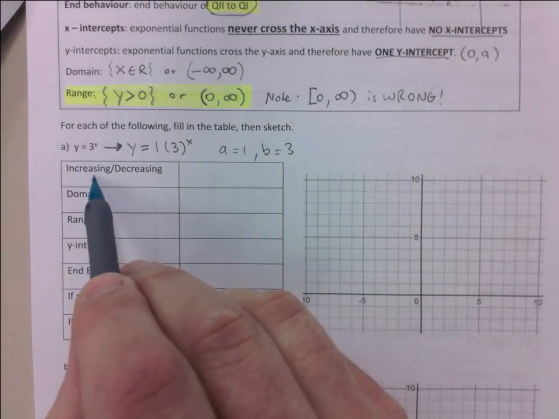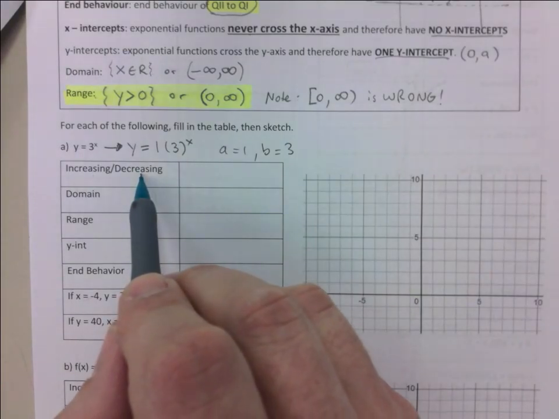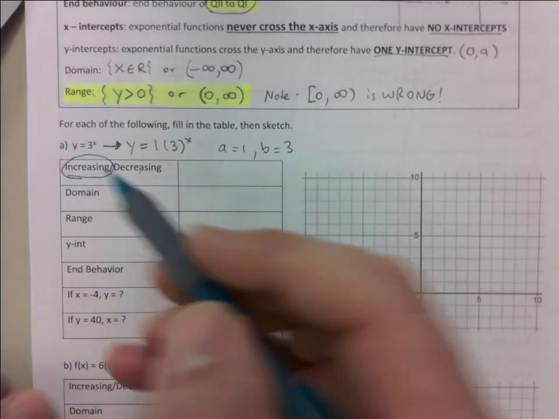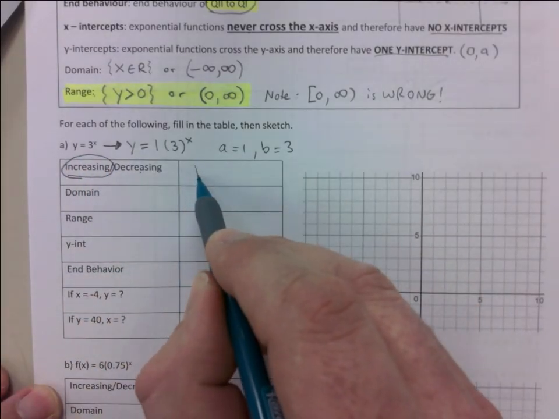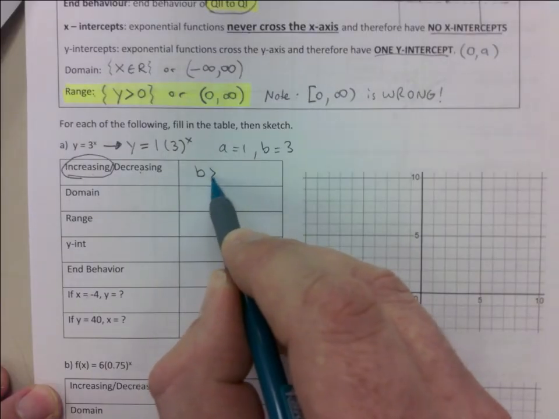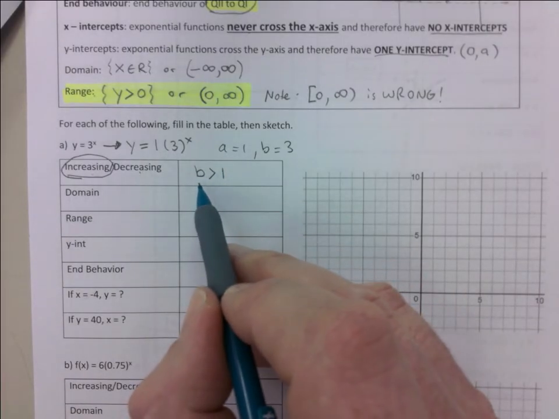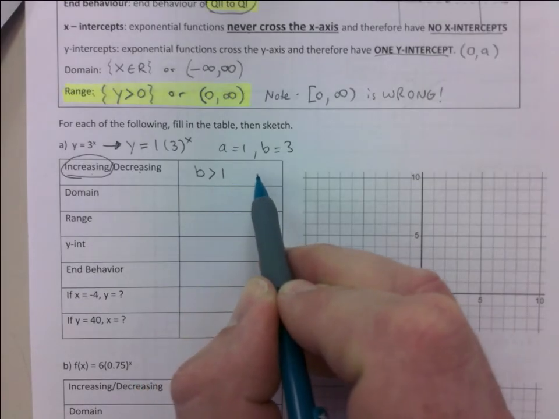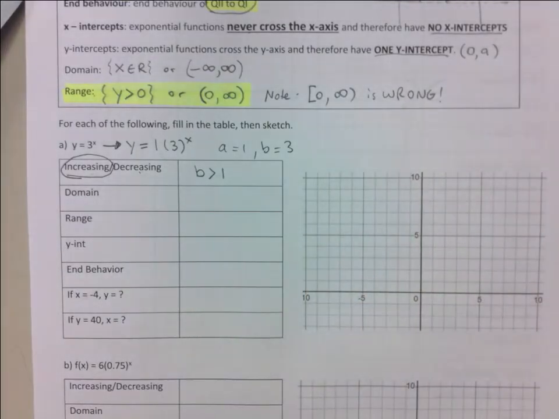Is this increasing or decreasing from left to right? Like, imagine your graph. Is it going to go up from left to right or down from left to right? Increasing. Why? Because b is greater than 1. You either use this notation or you actually just write because b is greater than 1. Done.